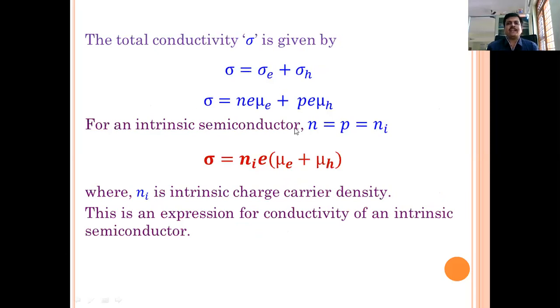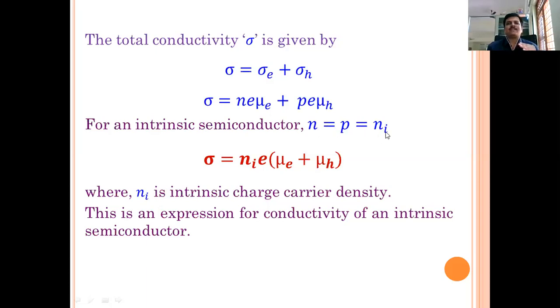If I want to know this for an intrinsic semiconductor, an intrinsic semiconductor says that the number of holes will be equal to the number of electrons. For example, if I take silicon or germanium, the purest of all the semiconductors which we know, they will have valence 4. So 4 electrons will be there, 4 holes will be there.